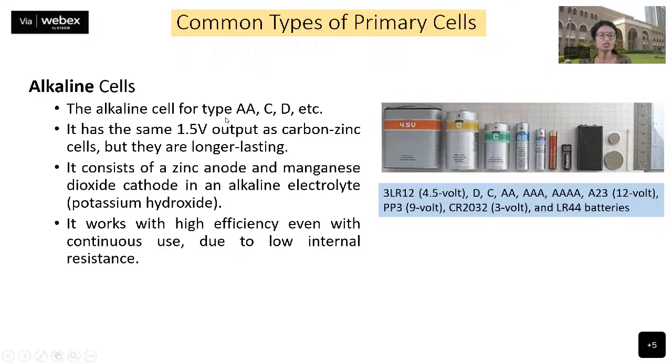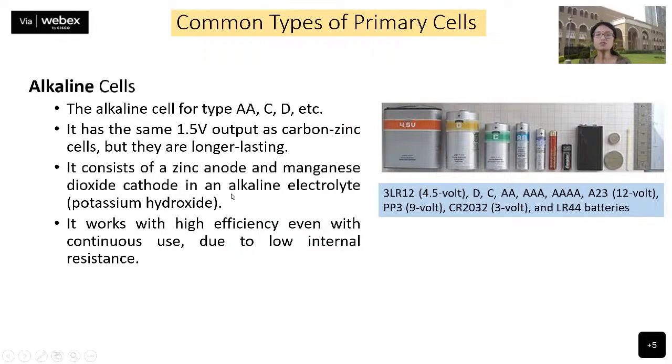Then you have another type which is known as alkaline cells. The alkaline cells have different types. You have AA, you have C, you have D, as I have shown on this particular figure. This AA or C or D is basically how the different sizes are given. So depending on their standard sizes, they have these names AA, C, D, etc. They all have the same 1.5 volt output as carbon zinc cells, but they are much longer lasting compared to the carbon zinc cells which I discussed in the earlier slide.